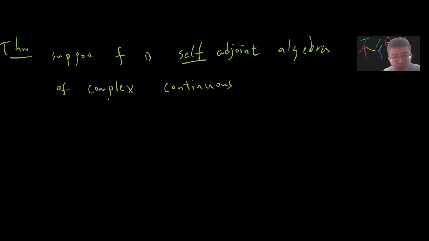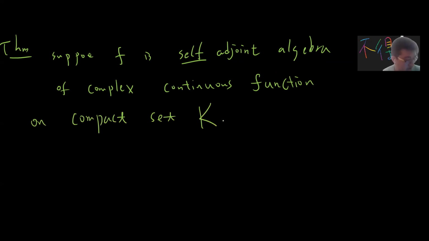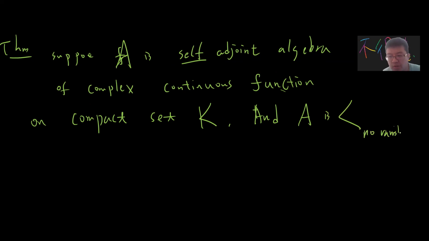Continuous complex continuous function on compact set K. Okay, and also you need another condition, same as previous. Sorry, A, and A is set 2 conditions, right? No vanishing on K, and separates on K.